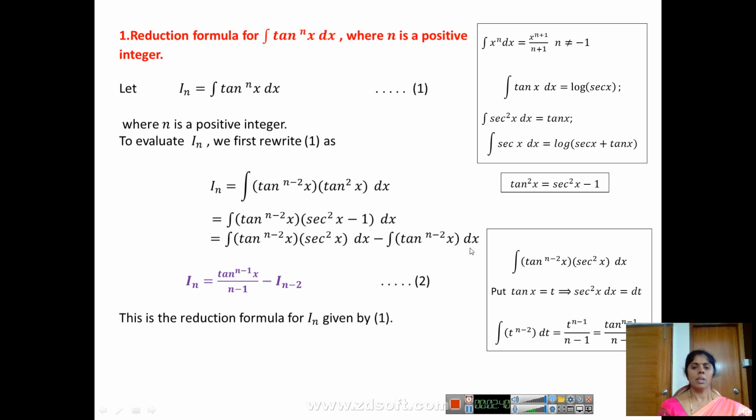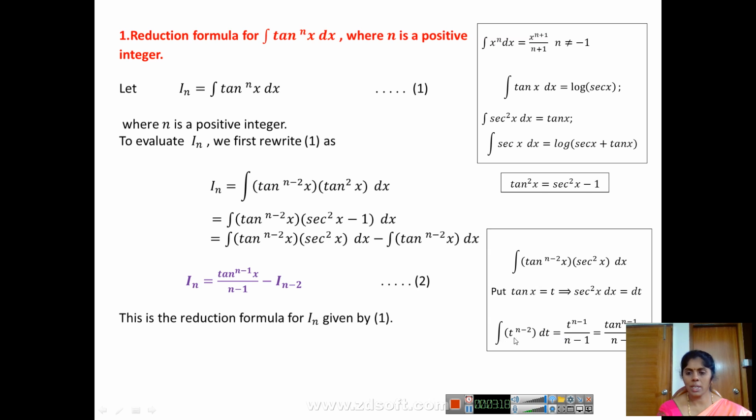See here, we cannot apply integration by parts. Using the substitution method, we can integrate this particular term. To integrate this term, put tan x equal to t. Differentiating this function, the derivative of tan x is secant square of x dx, which is equal to dt. Therefore, if you substitute, tan x as t means I can write t to the power n minus 2, and secant square x dx is equal to dt.